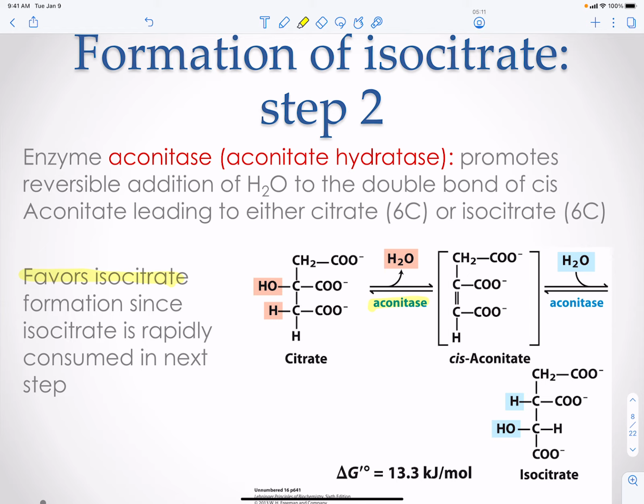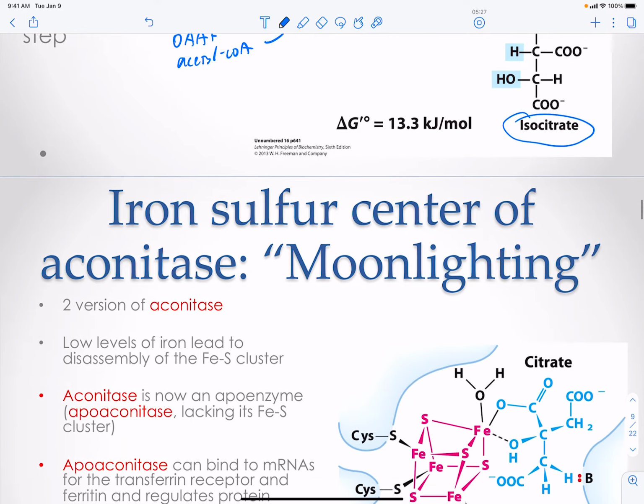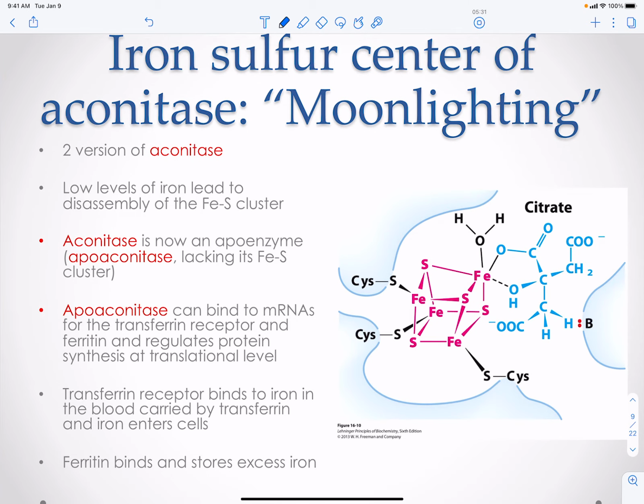So here again, you have citrate, which was formed from oxaloacetate and your acetyl CoA. And then aconitase is going to generate our isocitrate. Now, one thing to note about aconitase is that it has an iron-sulfur center. And this is important because aconitase moonlights as an iron-sensing enzyme. Now, there are two versions of aconitase. One is going to be in the cytosol, and one is going to be in the mitochondria.